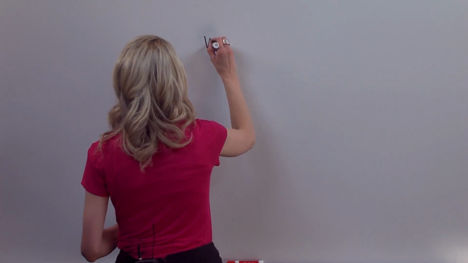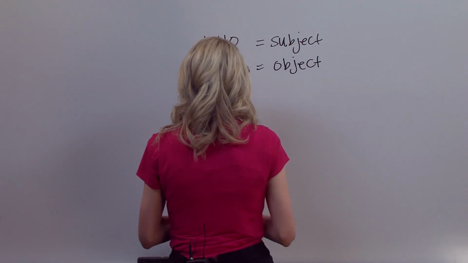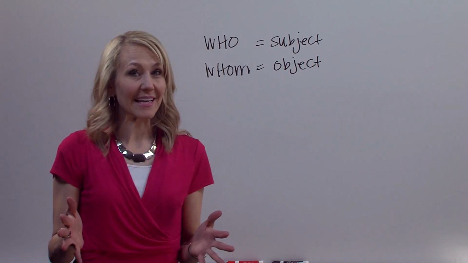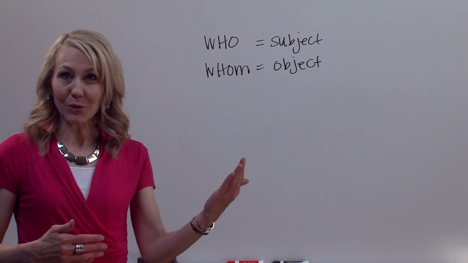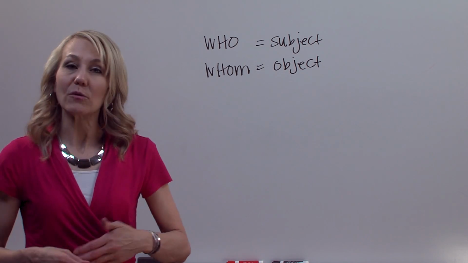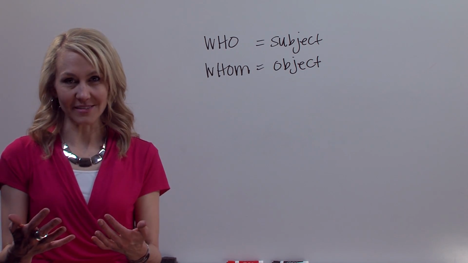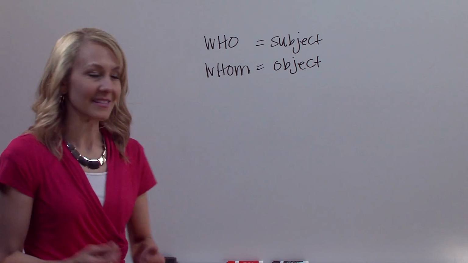In this segment, we're going to talk about the correct way to use who and whom. The basic explanation is that we use who when the pronoun is functioning as the subject of a clause, and we use whom when the pronoun is functioning as the object of a clause. Let me give you a couple of sentences.